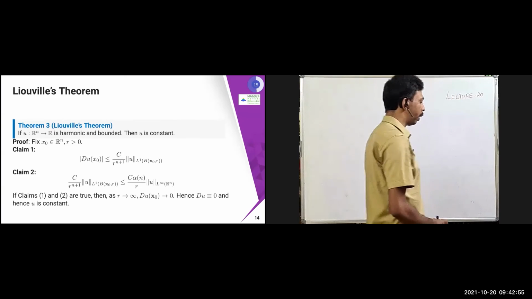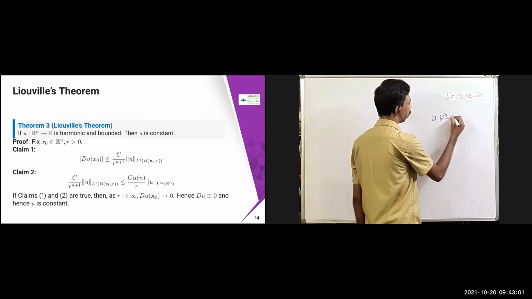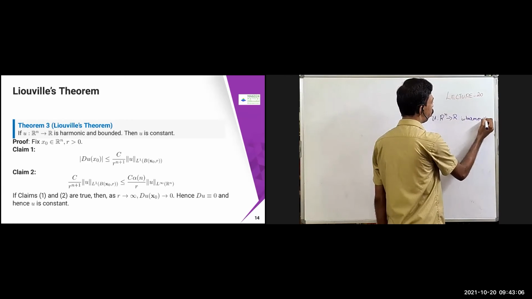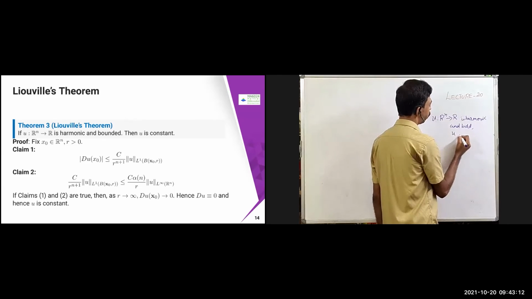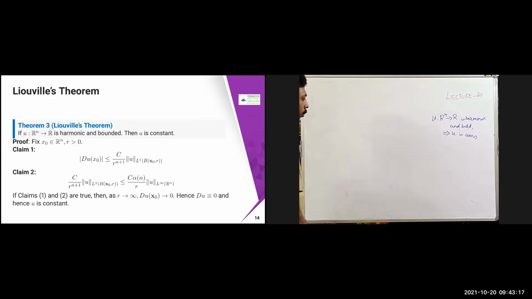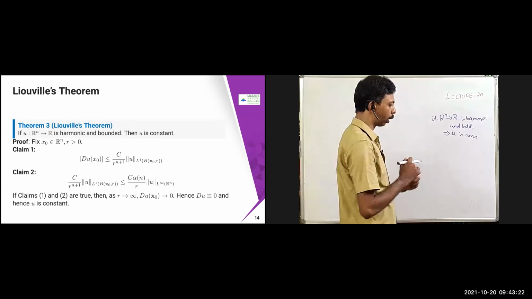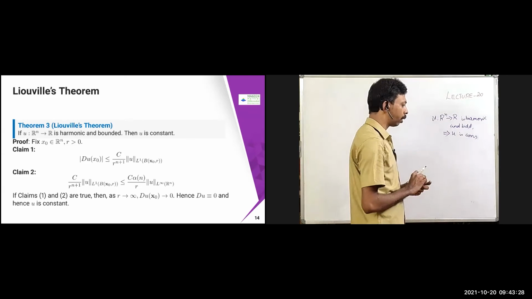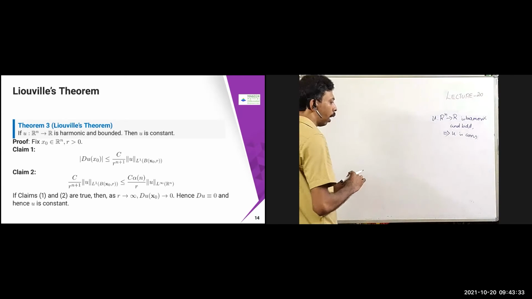So what we are going to do is that, suppose u from R^n to R is harmonic and bounded, then it is constant. Then u is constant. Okay. So again, here I'm going to prove part of the theorem, and in parts of the theorem I will just have claim 1, claim 2, claim 3, etc. So claim 1 I will just prove. Claim 2 you have to prove. Okay. So claim 1 I will prove. Claim 2 part is straightforward once you prove claim 1. Okay. So that you are going to prove.